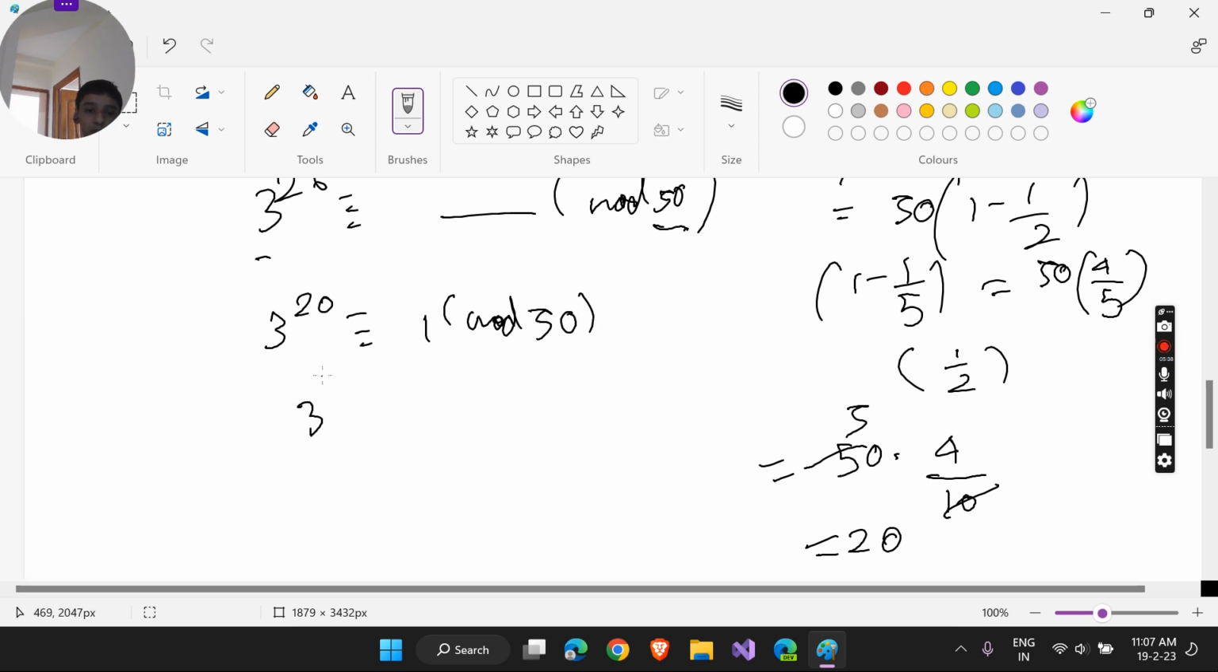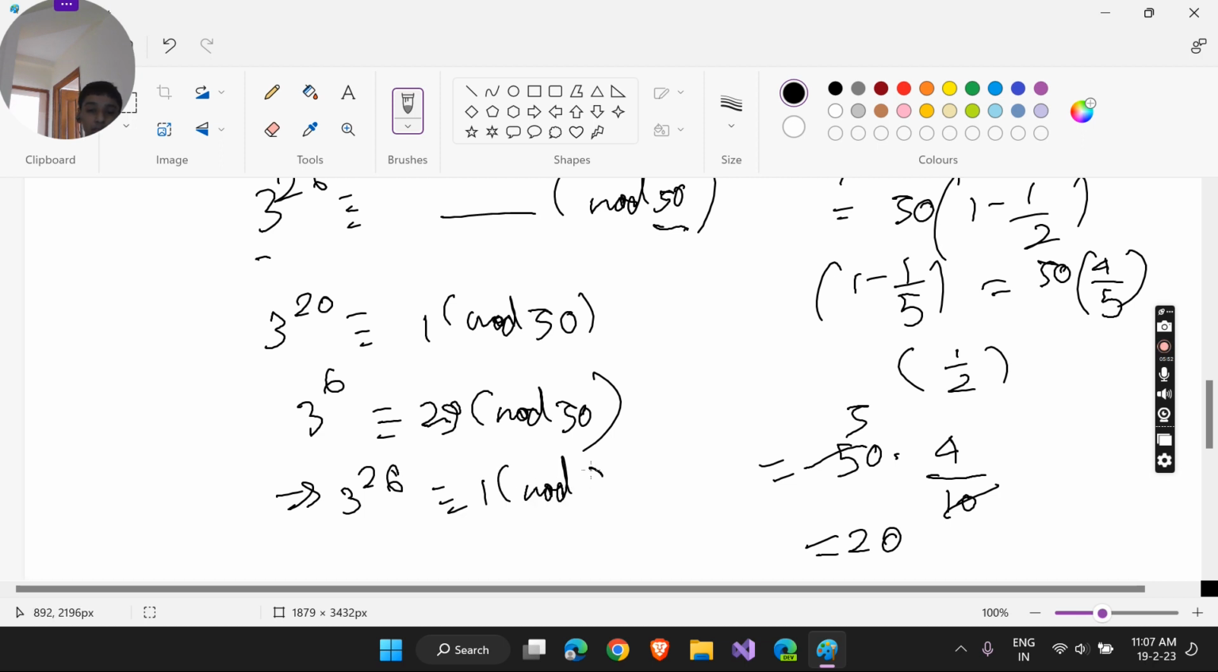So we just have 3 power 6 left, that is 729. So this will be congruent to 29 mod 50. That's all. So it implies that 3 power 26 is congruent to 29 mod 50. I hope guys you enjoyed this video and see you in the next video.